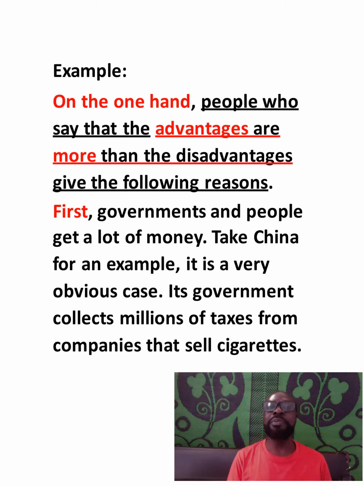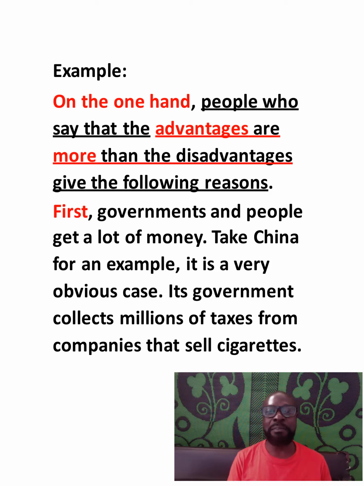I'm going to give an example in China. So I say, take China, for example. That means I'm going to give you an example in China. Which example? It is take China for an example. It is a very obvious case. That phrase you memorize as it is. Its government collects millions of taxes. I don't know how much, but I'm using the word millions. That means a lot of taxes. The Chinese government collects millions of taxes from companies that sell cigarettes.